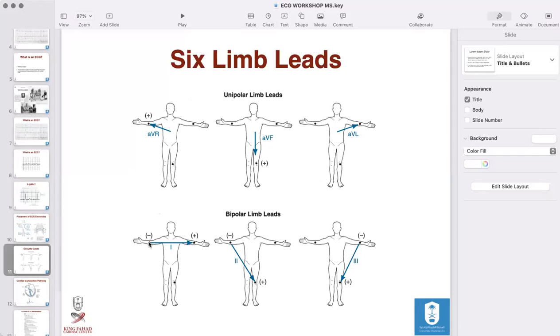So if you take the summation between the right arm and left arm, that's lead 1. And from the right arm to the left leg, that's 2. And the left arm to the left leg is 3. You don't need to memorize it, but it gives you the concept.